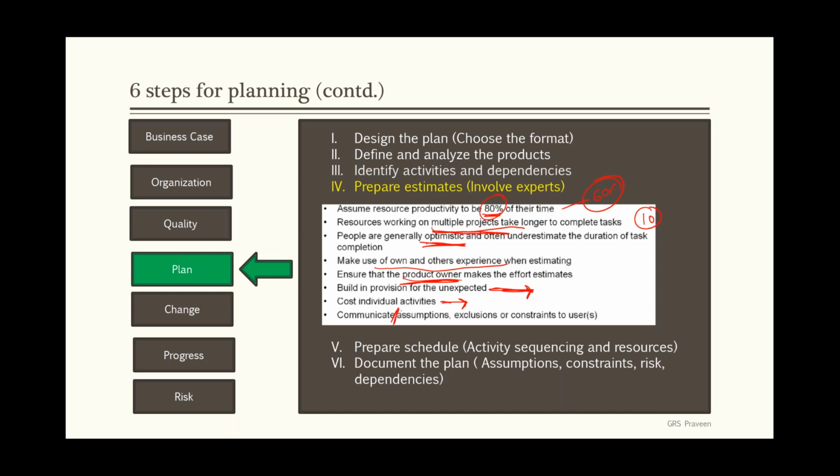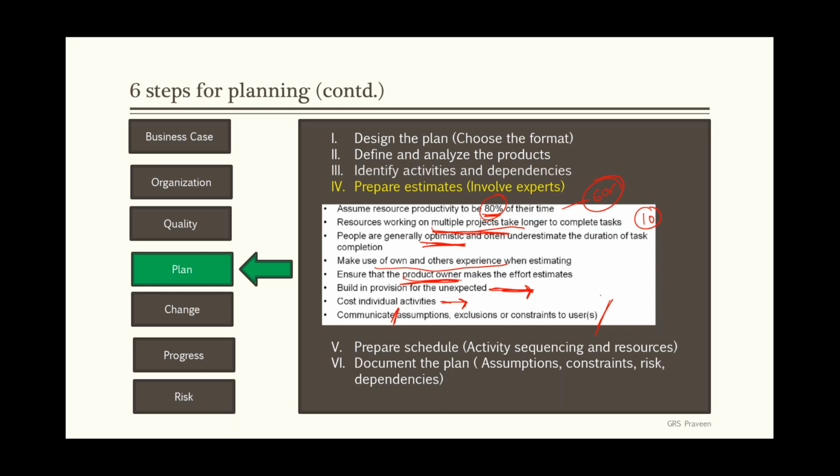Communicate assumptions, exclusions, constraints, and all. As I told, a lot of people go by assumption. Maybe your product owner or customer is expecting an iOS app, but based on whatever requirement he has given, you might be thinking that he's expecting an Android app. So document assumptions and communicate them. I'm assuming that this is what it is. I'm assuming that hardware will come on time. I'm assuming that this guy will design it. All those things, please document them.